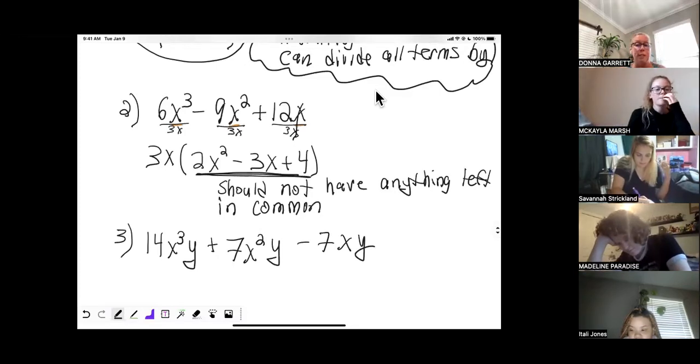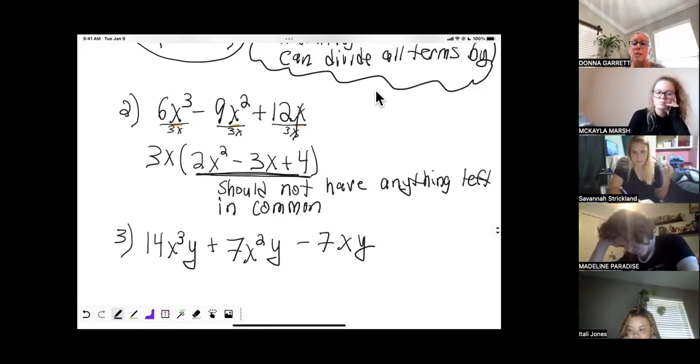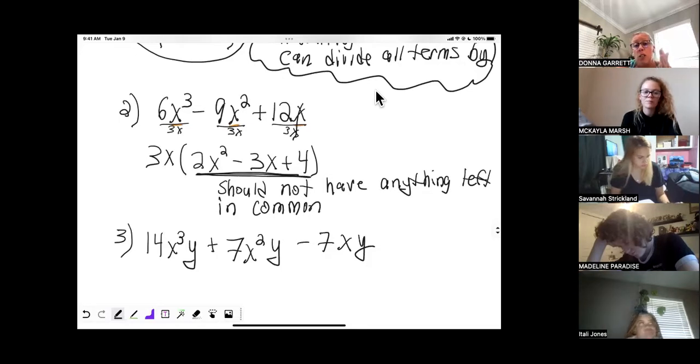All right, number 3, 14x to the third y, plus 7x squared y, minus 7xy. I do want you to realize that I cannot combine like terms. None of them are a like term. None of them have the same exponents on x and the same exponents on y. So I can't add them together. That's what it is. All right, so then one at a time, look at my coefficients. What's the biggest number I can divide all those coefficients by? 7, exactly 7. So 7 goes out.